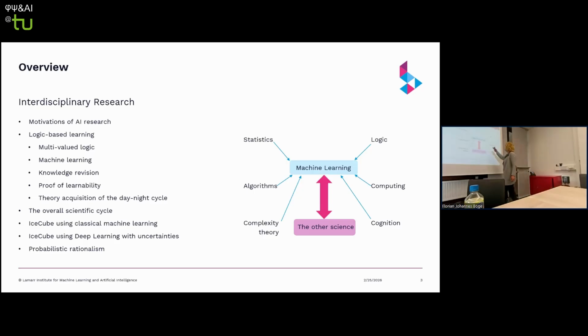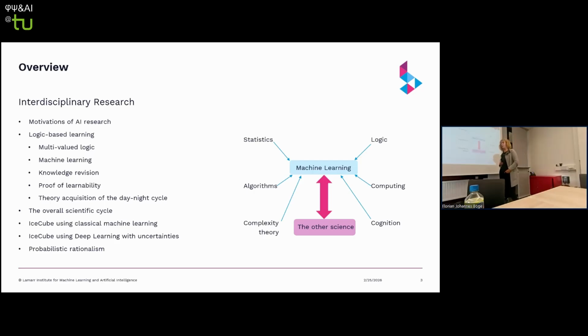And then there is something which we might call the application area, or the particular area which machine learning wants to support. I call it the other area. In my talk, it will be, on the one hand, cognitive science, and on the other hand, particle physics. So two very different other sciences, and examples are also medicine, protein folding, and so on. These are the other sciences. So there are very many motivations of AI research.